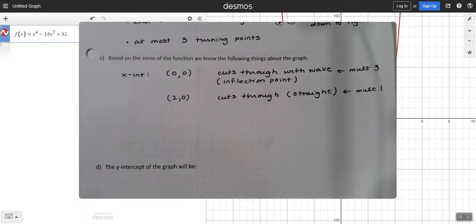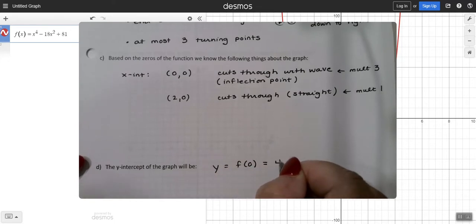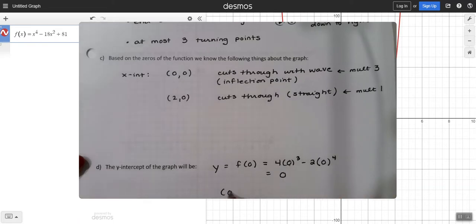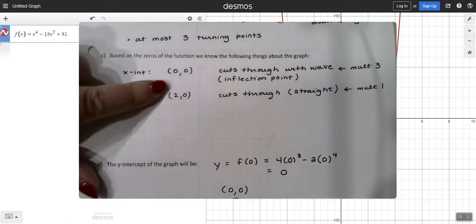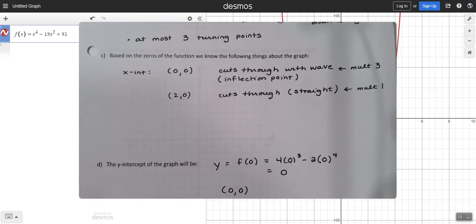All right, finally the y-intercept. If I plug 0 in for x, I'm going to get 4 times 0 cubed minus 2 times 0 to the 4th. That's just 0 minus 0, or 0. So my y-intercept is 0, 0. When you have an x-intercept at 0, 0, you pretty much have to have a y-intercept at 0, 0 as well. All right, so let's see what we can get from this.